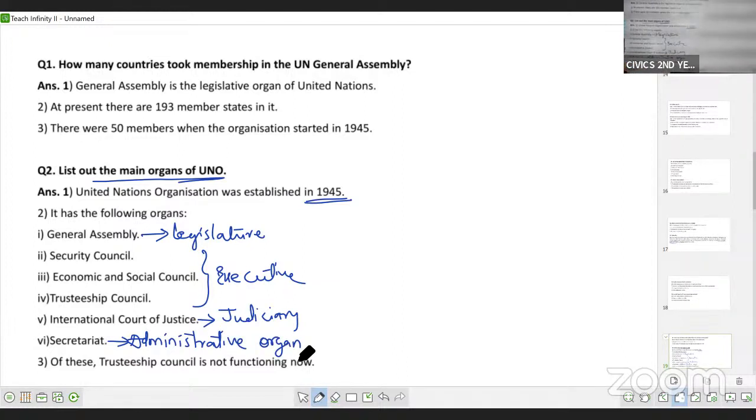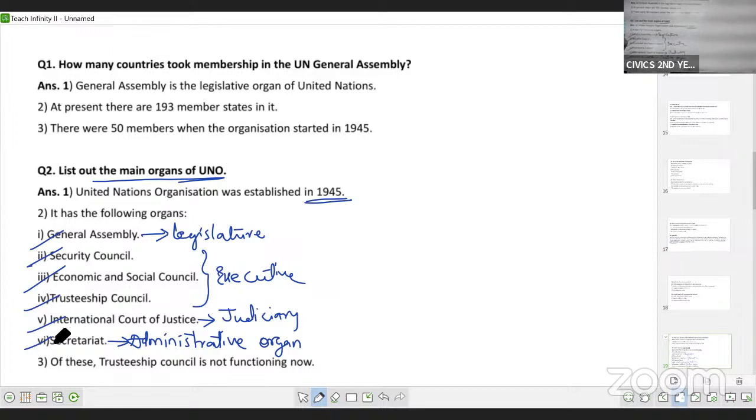You need not explain this like this. Just write the names. General Assembly, Security Council, Economic and Social Council, Trusteeship Council, International Court of Justice, and Secretariat. These are the 6 organs of UNO.